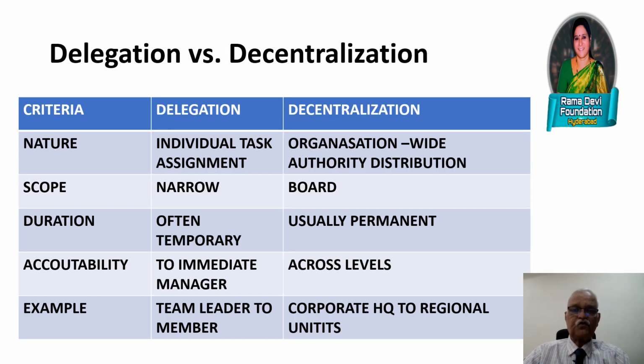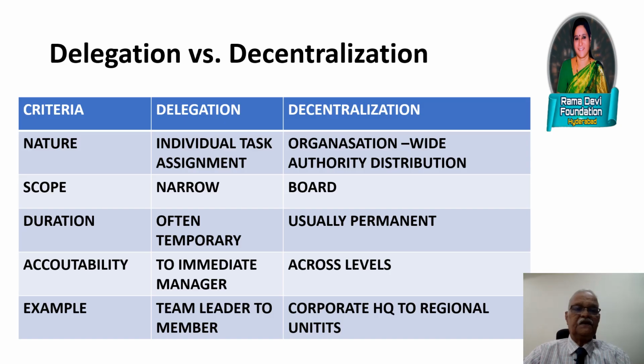So let's take a quick look at the differentiation between delegation and decentralization. Look at this table. The first column is about the criteria based on which we differentiate between delegation and decentralization. Second column is on delegation and third column is on decentralization. Let's take a look at this table in detail.